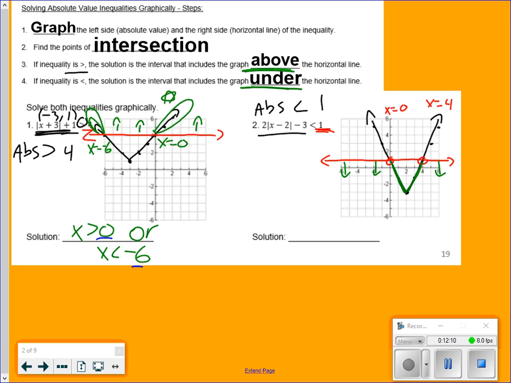All right? And we see how we're connected. Since we're connected here, that means we're using the word and, because I have to be to the left of 4 and to the right of 0. The solutions are only inside that interval. So I have to be both, to the left of 4 or less than 4 and greater than 0.